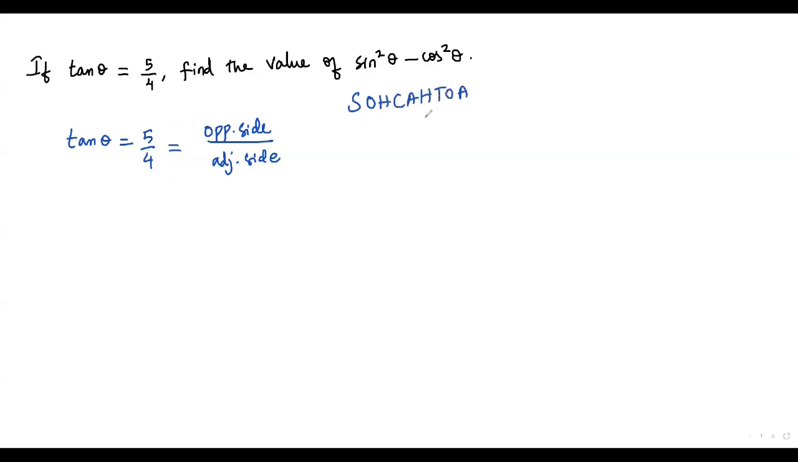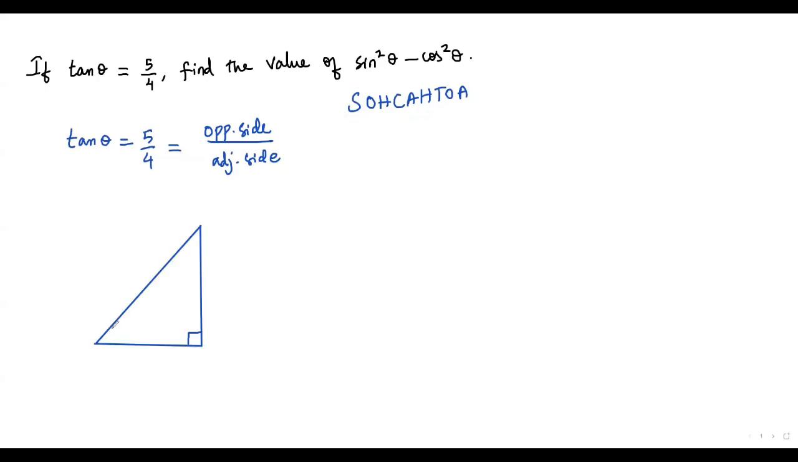SOH CAH TOA. In SOHCAHTOA, this is an abbreviation we have to remember for the formulas for sine, cosine, and tangent. So the last three letters are considered for tangent, that is tangent theta is equal to opposite side over adjacent side. And also we can use the first three letters to find the value of sine theta, and the middle three letters can be used to get the formula for cosine theta. Okay, now let me draw a right triangle.